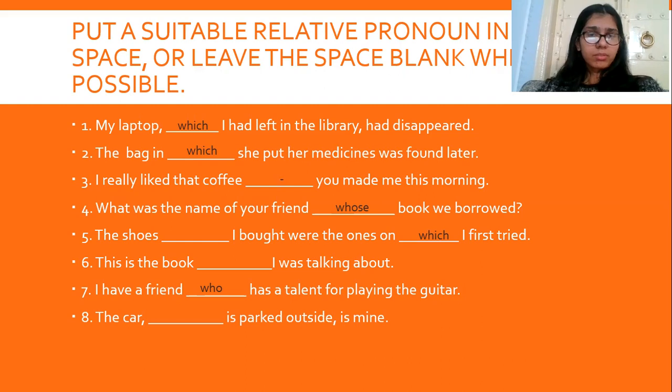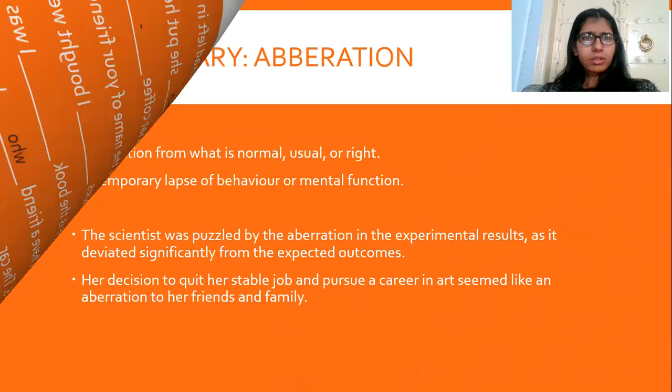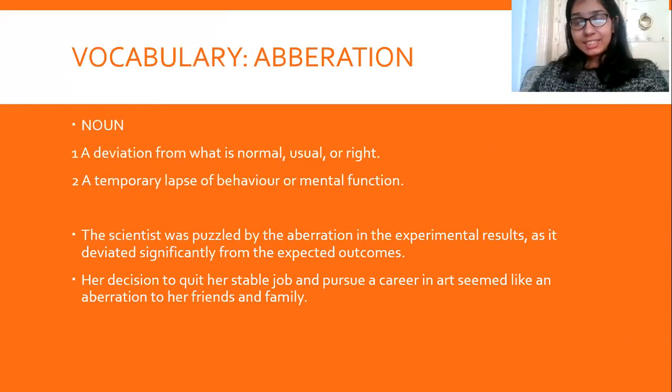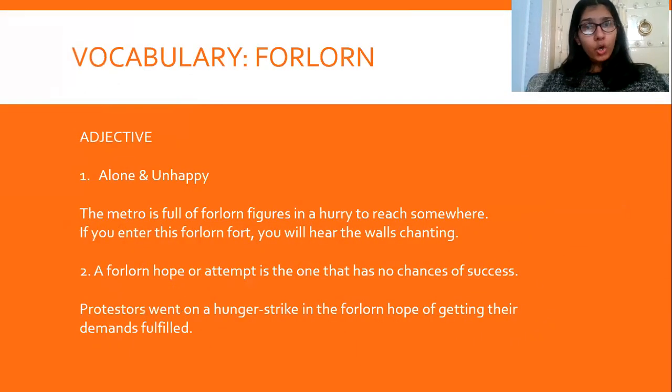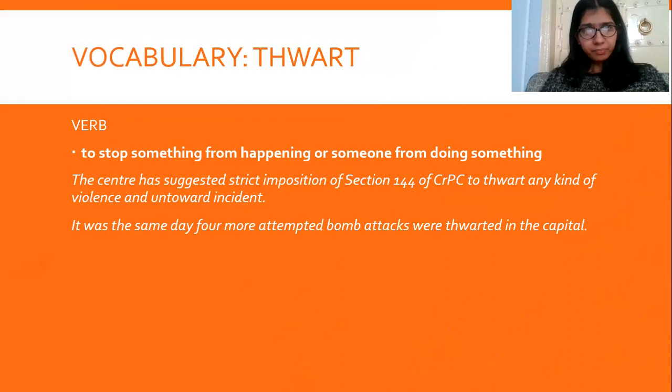The car, which is parked outside, is mine. Okay. The car is mine makes complete sense, which is parked outside is only an addition, a non-restrictive clause. So we add which. Now, in today's section of the vocabulary, that was it for the pronouns. In today's section of the vocabulary, we would again be getting to know three new words. That is aberration, forlorn, and thwart.